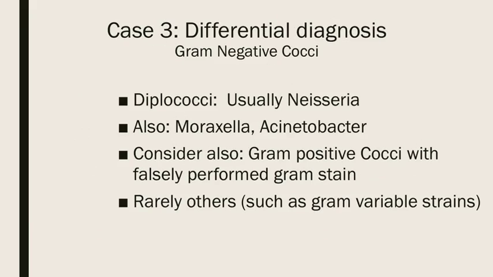So let's think about the differential diagnosis of gram-negative cocci further. When we talk about diplococci, it's usually a Neisseria. So could this be a case of Neisseria, various species? You can think in your mind what would cause graft involvement. Maybe Moraxella, Acinetobacter with some different initial morphology. Maybe a gram-positive cocci with a falsely performed gram stain. Rarely others, such as gram-variable strains. Anybody have any other thoughts?